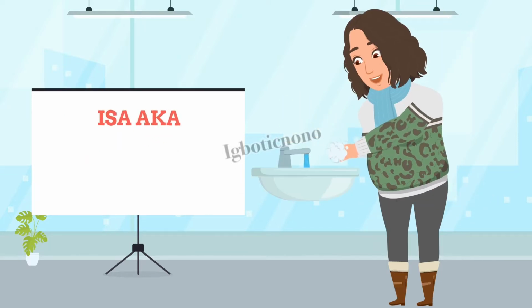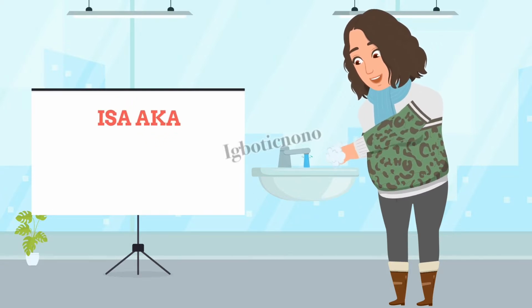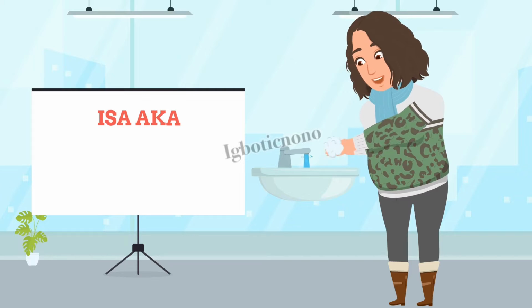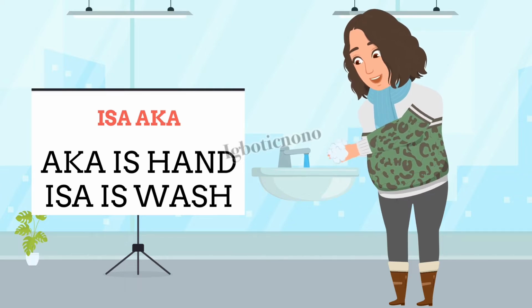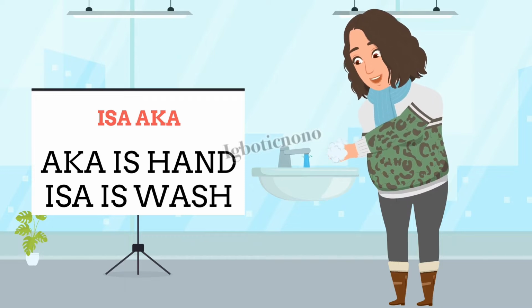And we have here Isa Aka. This lady here is washing her hand. So the Aka here is hand, and Isa is wash. You see, it's the two words, Isa Aka. So we join the two words and get Isa Aka.